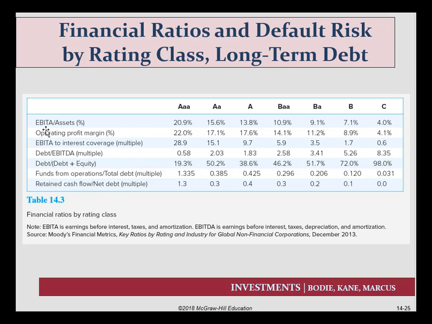So EBIT, earnings before interest and taxes, to assets. This is our basic earning power ratio. If you notice, AAA rated bonds are roughly around 20.9%. BAA bonds are 10.9. C bonds are 4.